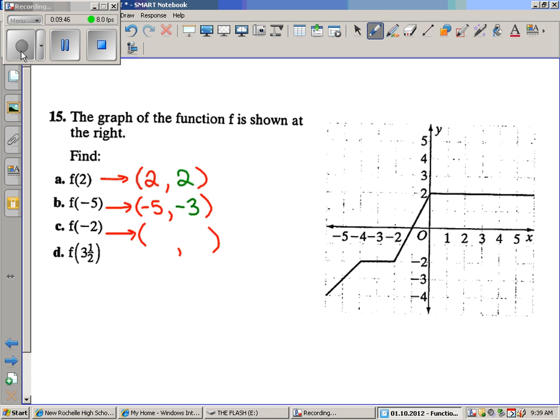Okay. How about negative 2? Negative 2. What number goes with negative 2? Oh, good. Yeah, negative 2. And then how about when f is 3.5? 3.5 is just 2. Yeah.